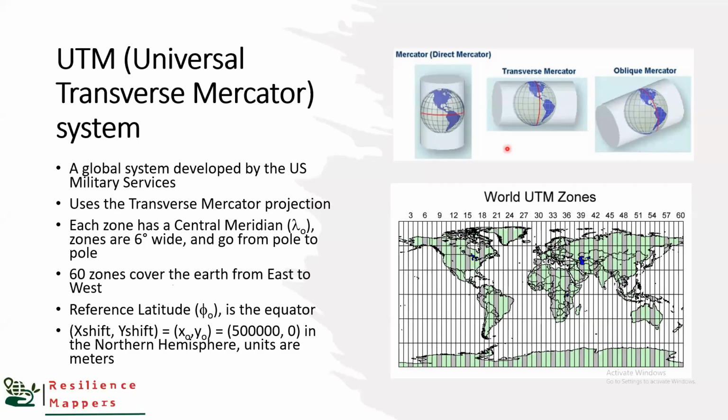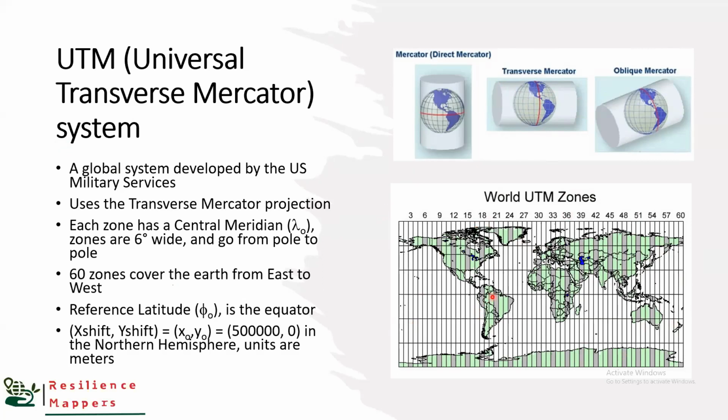Usually the Mercator projection is this one, when the cylinder is upright. The transverse Mercator is when the cylinder is horizontal. Then the oblique Mercator is when it's at an angle. For UTM, the Universal Transverse Mercator, the cylinder is cut and laid on the ground, and this is the kind of map that comes out.